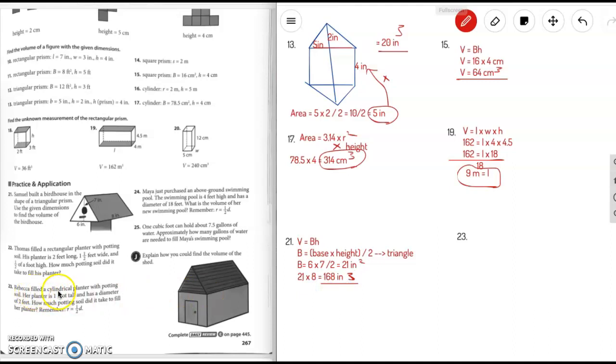23. Rebecca filled a cylindrical planter with potting soil. Her planter is 1 foot tall and has a diameter of 2 feet. How much potting soil did it take to fill her planter? Remember, radius equals half the diameter. Great.